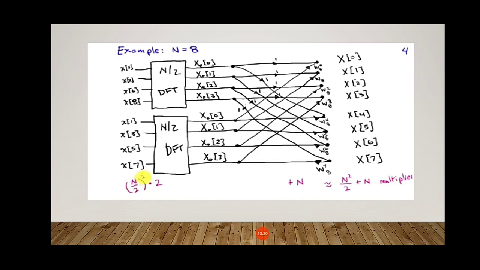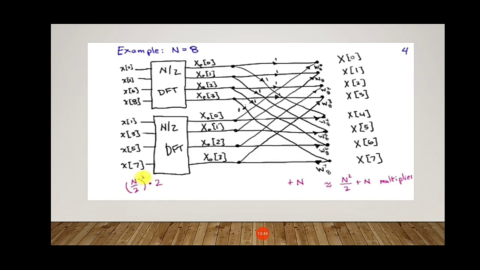I find there is a problem in the even portion. Even portion would be 0, 2, 4, 6, not 0, 2, 6, 8. It would be 0, 2, 4, 6, because from 0 to 7 we have 8 samples. So there is a mistake in the even portion of x[n].